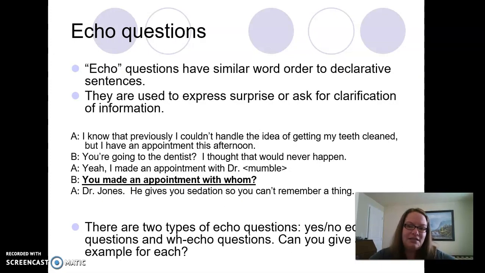Okay, let's talk about echo questions. Echo questions have the same word order as declaratives, but they're used to express surprise or ask for clarification. Okay, so here's a conversation. Person A says, I know that I previously couldn't handle the idea of getting my teeth cleaned, but I have an appointment this afternoon. B says, you're going to the dentist? Okay, yes, no question, probably not looking for an actual answer, more just expressing surprise. I thought that would never happen.